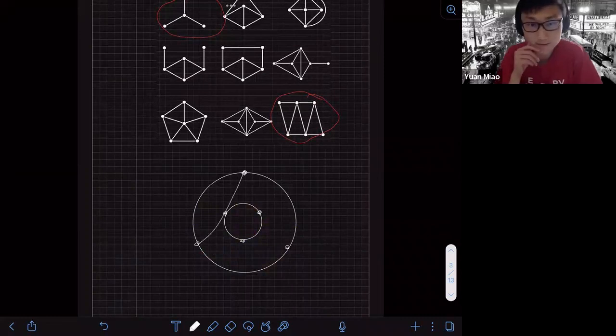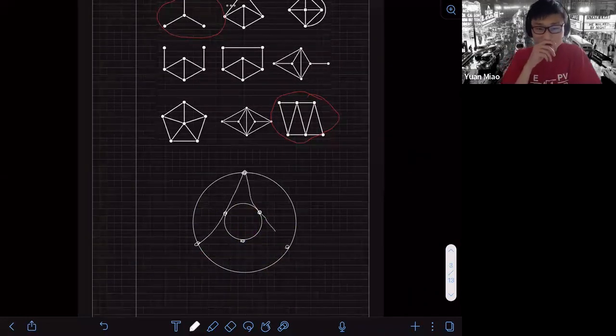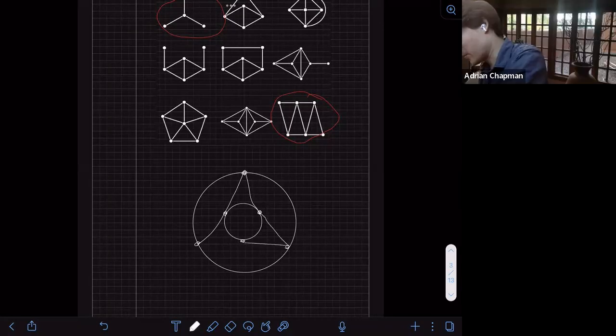Right. Yeah, it's also in my paper. Yeah, exactly.